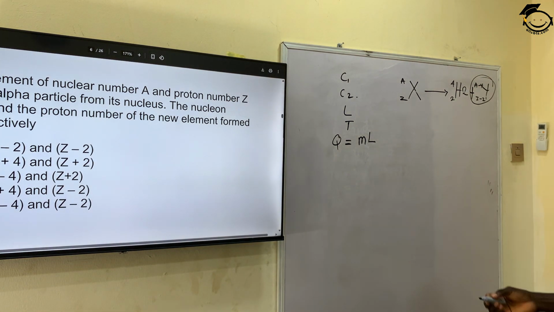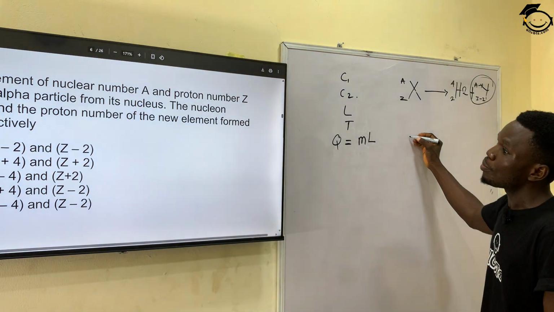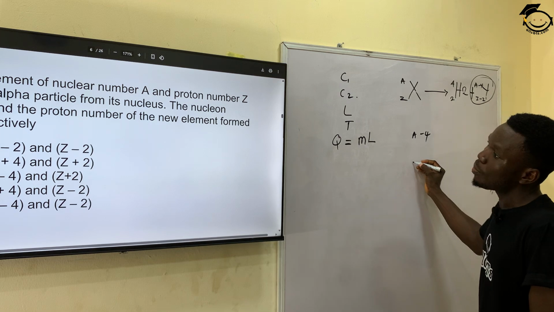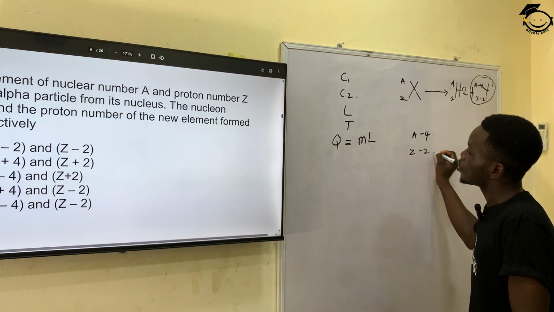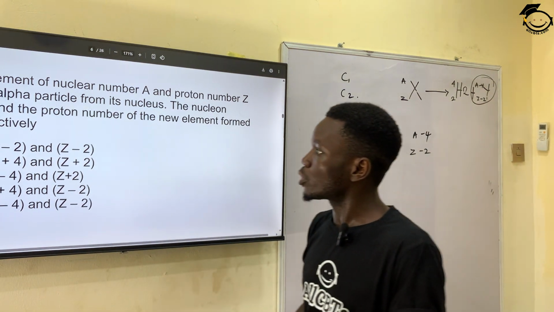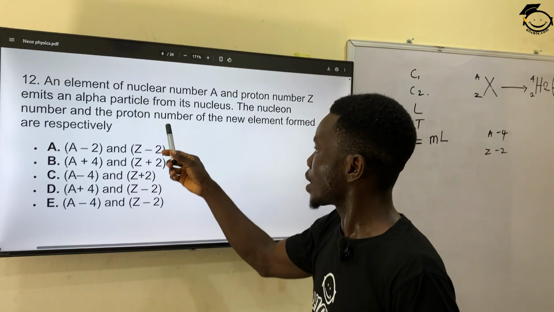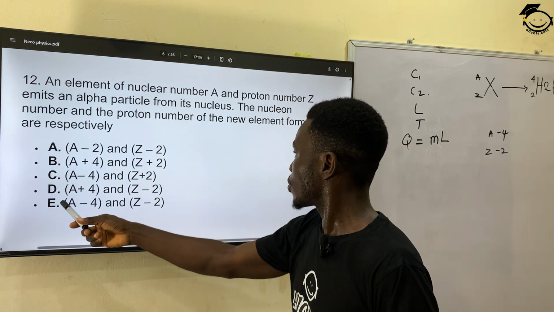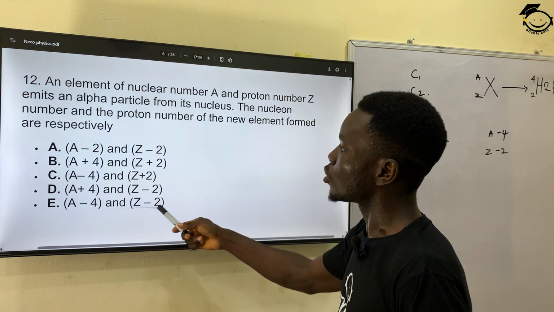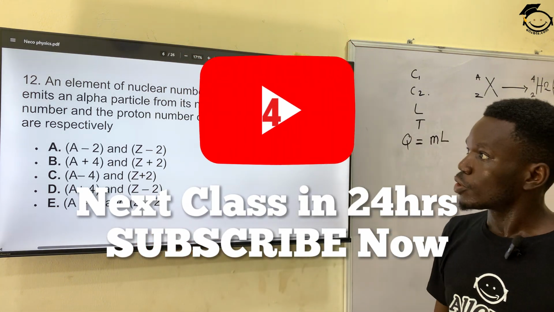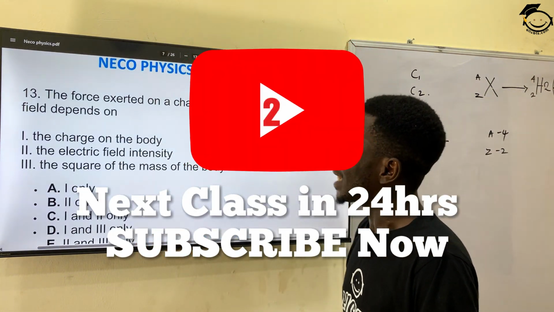If you look at that, on the new element formed, my nucleon number is A minus 4 and my proton number is Z minus 2. So looking at our options, we're looking for A minus 4 and Z minus 2. That's what I have here as option E. That takes us to question number 13.